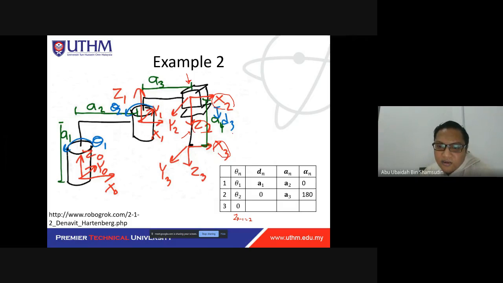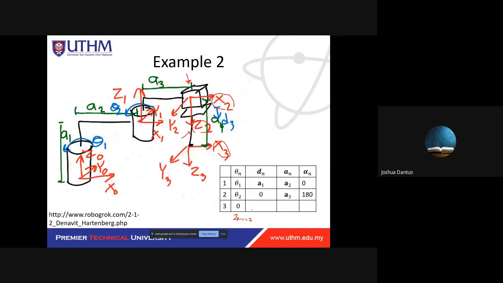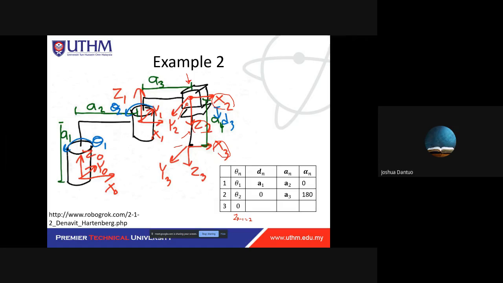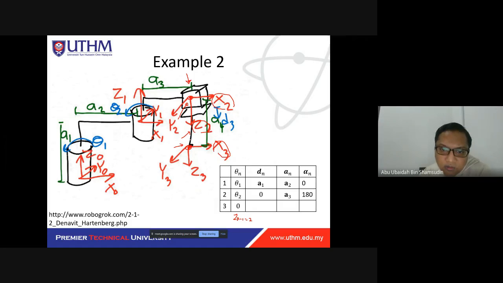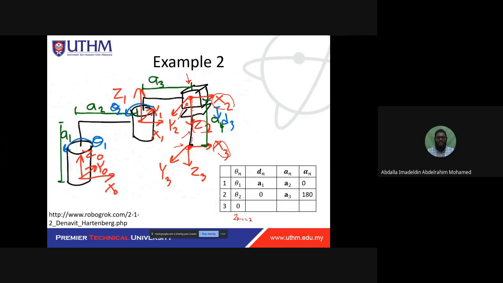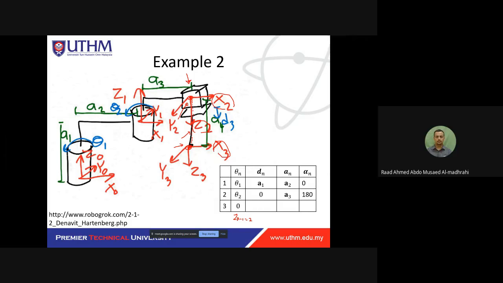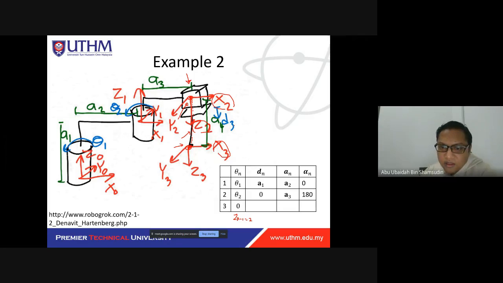Then next is your d. So you need to move along the Z2 axis so that this point here is the same as this point here by moving along the Z2 axis. So this distance D3, what is the value for this distance? A4. A4, yes, correct.